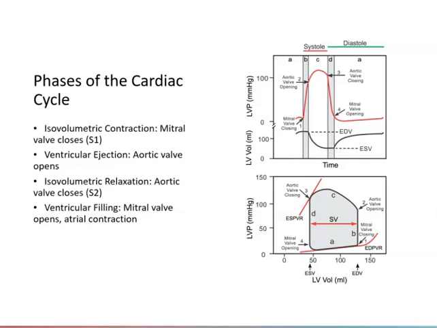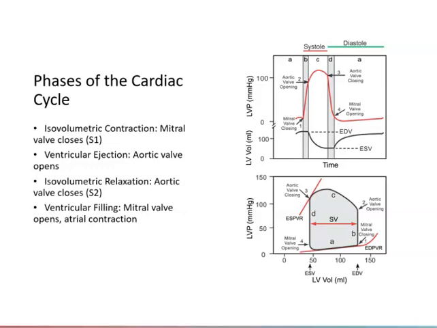Alright, and then phases of the cardiac cycle. We're going to focus mostly on the left ventricle and left aorta. This starts with isovolumetric contraction. This is where the mitral valve closes, and we call this S1, or the first heart sound, the lub. Then the pressure rises and the volume doesn't change yet.